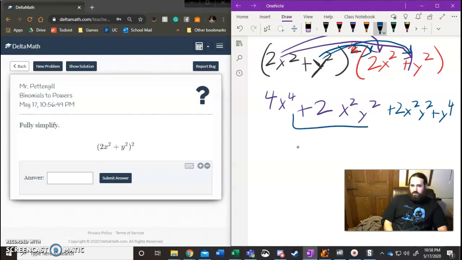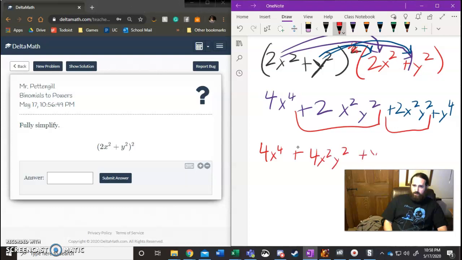Collect my like terms, that are these two guys here. Both of these guys are like. So I'm going to wind up with 4x to the 4th plus 2x squared y squared plus 2x squared y squared is 4x squared y squared plus y to the 4th. Just what we've done a million times. Does it look bigger and scarier? Yeah. It's pretending.